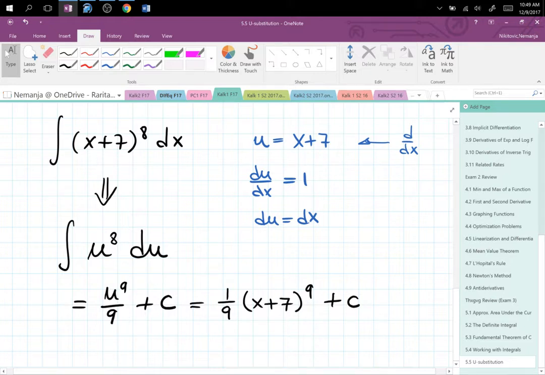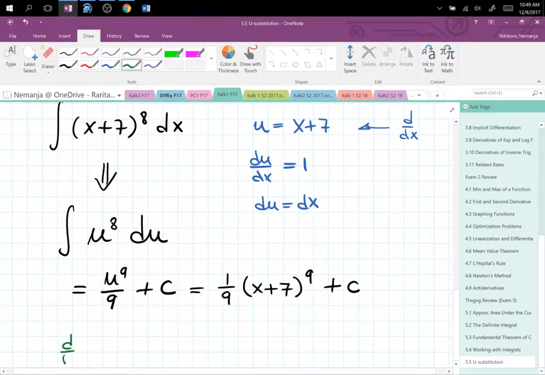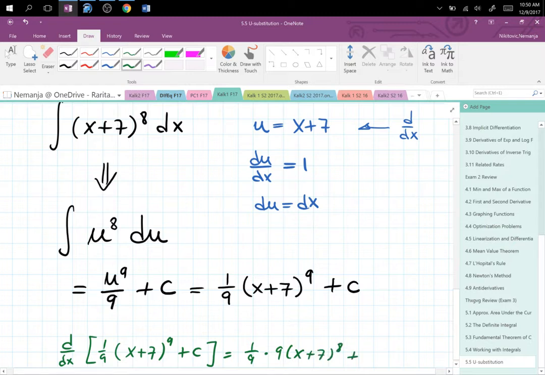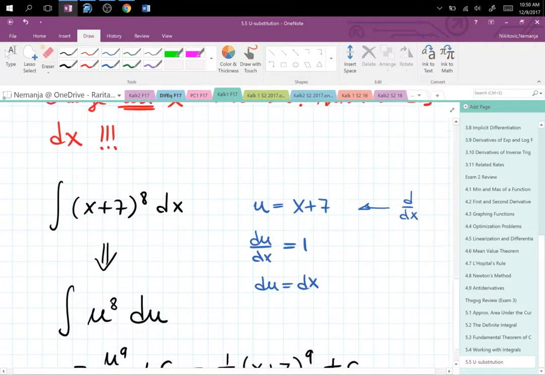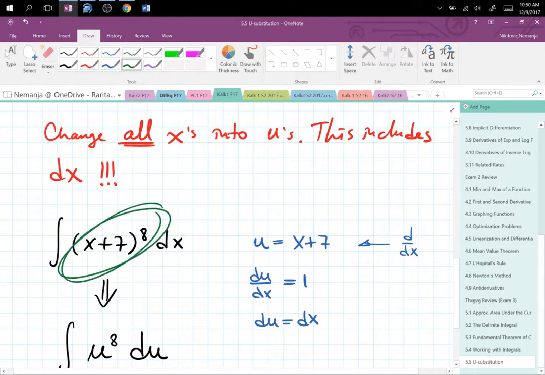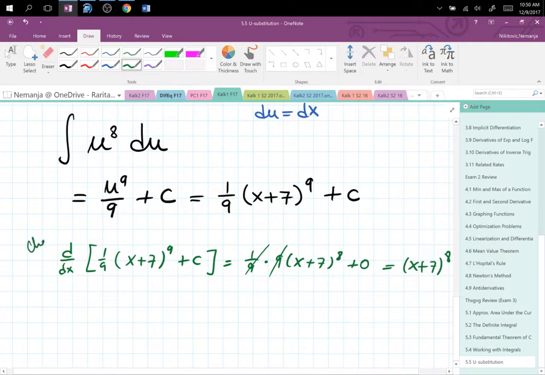Now, if you are wondering whether this is correct, you will quickly take the derivative like any other problem you did so far, if you are interested. And you see that you have to use the chain rule, oops, where's my plus c, to solve this. So you have 1/9 times 9 times (x plus 7) to the 8 plus derivative of c is 0. And then these guys cancel. The whole thing is (x plus 7) to the 8, which is where we started. So no questions asked that it's correct. It is correct, right? Because we did the check.